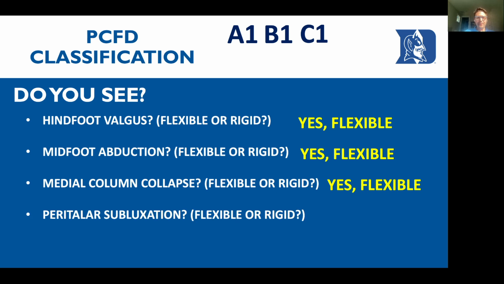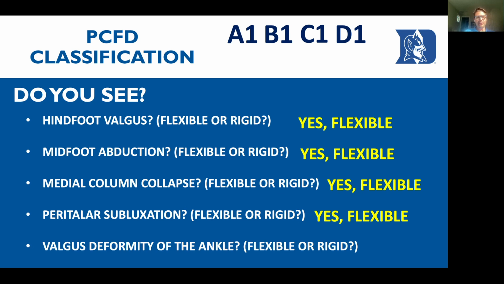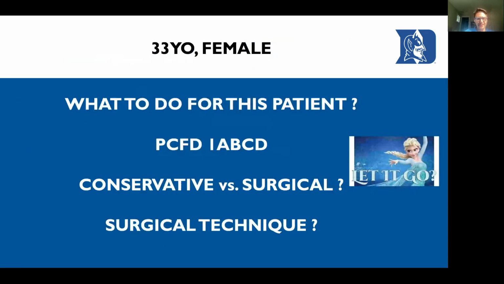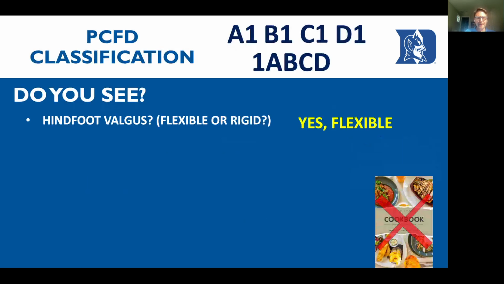So that's the C1. Do we see peritalar subluxation? She had multiple signs of peritalar subluxation. That's yes, it's flexible. D1. Do you see valgus deformity of the ankle? No. So there's no E. So it's A1, B1, C1, D1, or A, B, C, D. So what to do with this patient? Should we let it go? Should we continue to treat conservatively? Should we do surgery? If we're doing surgery, what are we going to do?